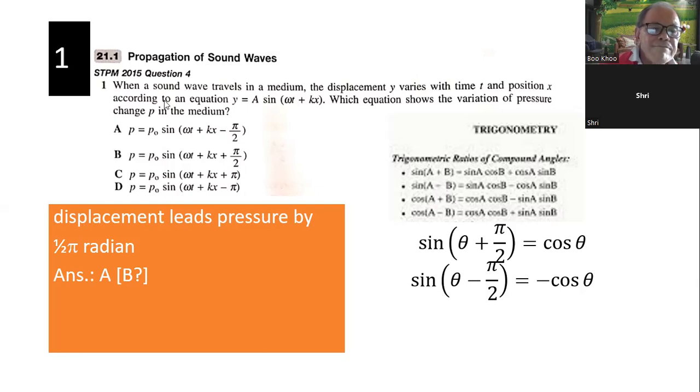This is a sine graph. The motion of the wave is to the left. Then you consider as a theta. Theta minus that is your cos. Okay, so that's what it means by displacement leads pressure by half pi radian.